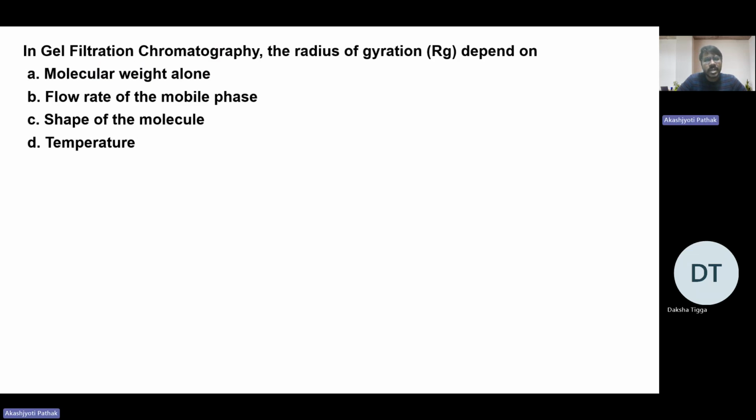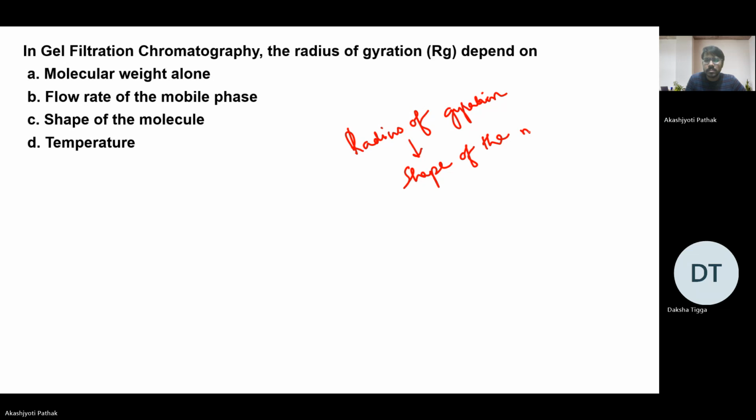Now in gel filtration chromatography, the radius of gyration depends on what? Radius of gyration is a measure of the shape of the molecule. Okay. It is a measure of the shape of the molecule. Radius of gyration will give you the shape of the molecule. That is why the answer is shape of the molecule.